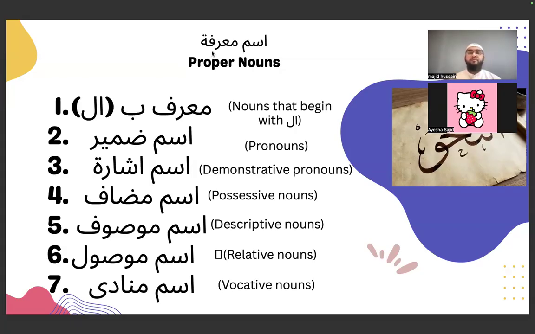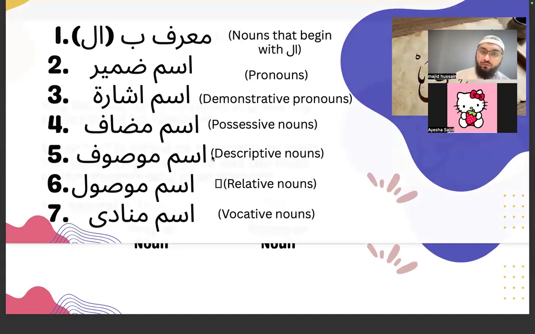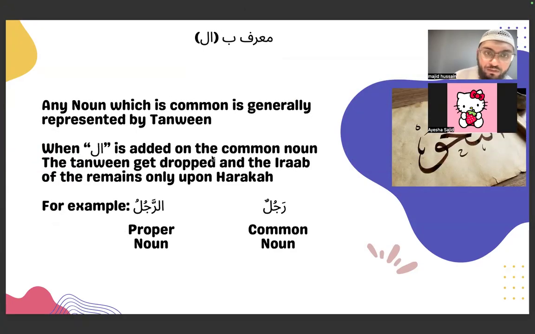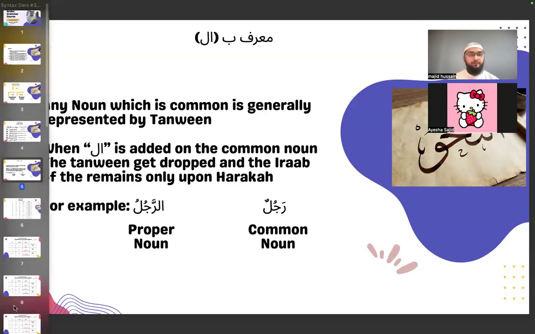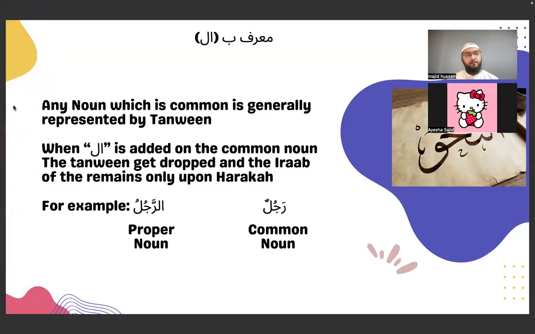Starting with Mu'arraf bi Alif Lam. What is it and what rule does it have? Generally, any noun with tanween is regarded as a common noun. Like for example, here, this is a noun and it has a tanween. This tanween itself represents that this is a common noun, meaning a man. If I want to translate into English, a man. It can be any man.